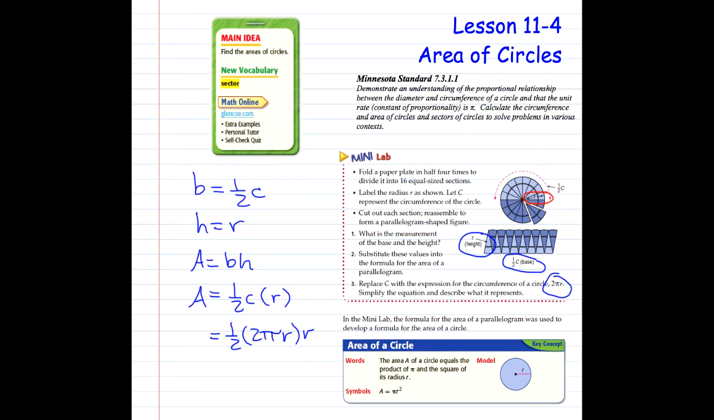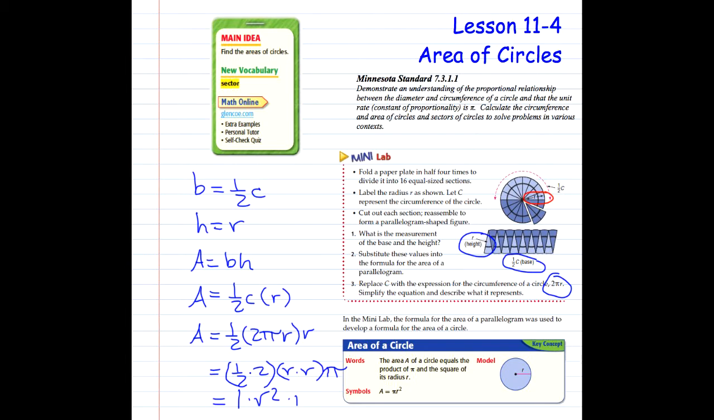Because these are all factors, I can do some rearranging here with my commutative and associative properties. I'm going to change this to 1/2 times 2, and I'm going to change this to r times r. And I'm going to leave the pi at the end. So 1/2 times 2 is 1. r times r is r squared.